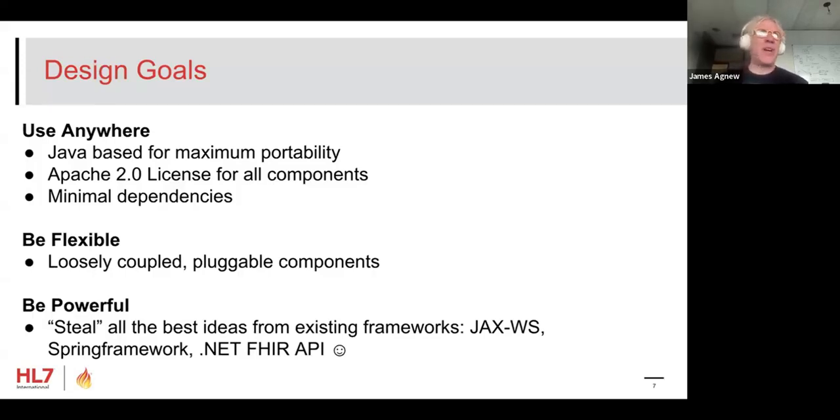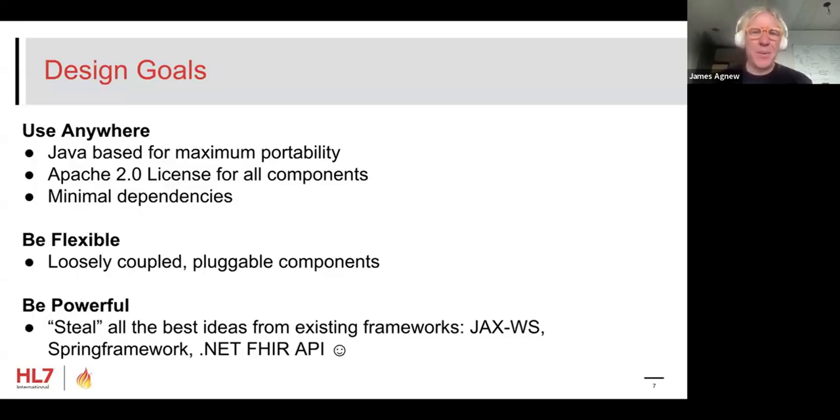I do want to stress that we try to make these things independent from each other as much as we can, so you can pick only the parts of the framework that you actually need to use, and you're not encumbered by this giant heavyweight framework that does more than you need. We've certainly been inspired along the way by things like the Spring framework, which is a very popular Java framework, as well as the very popular .NET API.